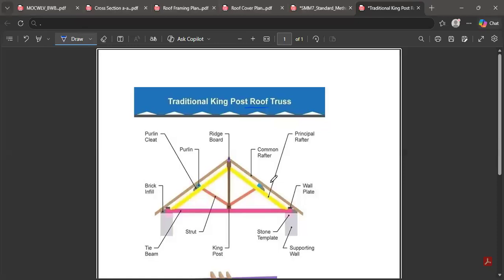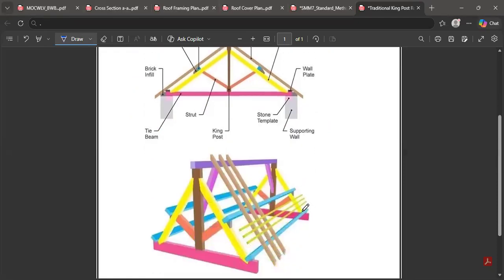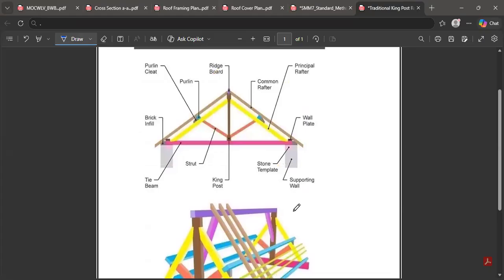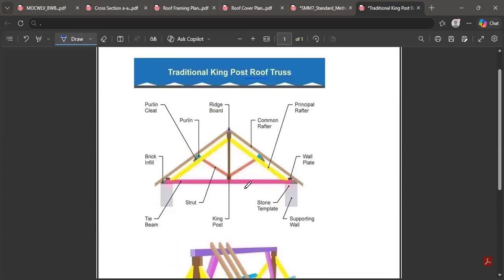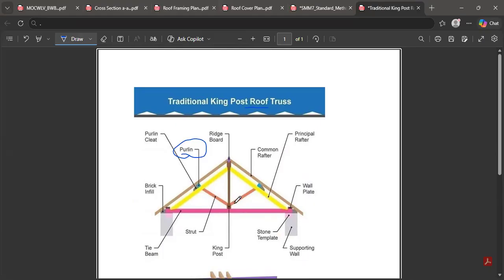So before we dive deeper, I want to show you some components of the roof, and those are the ones we are going to be focusing on for now. Take note, this is the purlin over here. It's a straight member that runs throughout. And also, this is the common rafter. This is the common one that we are going to be channeling most of our calculations to.